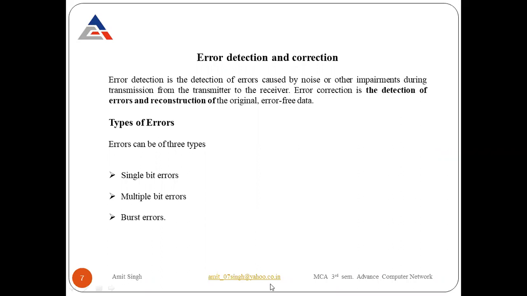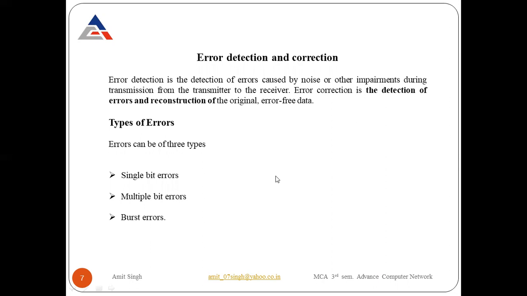So what is error detection and correction? Whenever we send data from one system to another, or you can say from sender to receiver, or transmitter to receiver, there might be a number of chances that some errors can occur due to some external impairments or external noise. If that noise is mixed with our data, the data will automatically change.